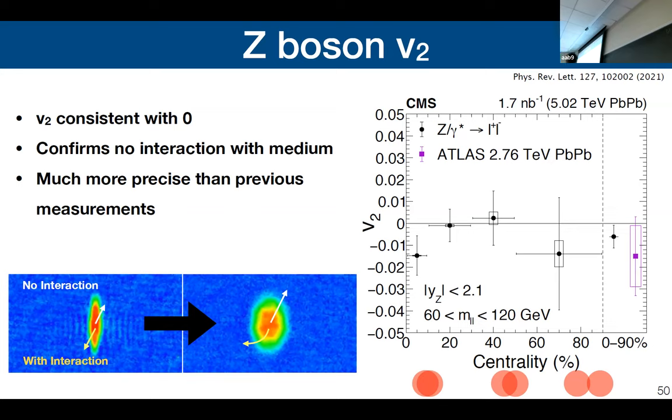So we measured this, and we found that if you look at this data point, which is all the data together, the V2 is essentially consistent with zero. Furthermore, this measurement is much, much more precise than the previous measurement, right? So we have constrained very precisely that Z bosons don't really interact with the medium, which is good news because that means that we can use them to test this model that we want to test.